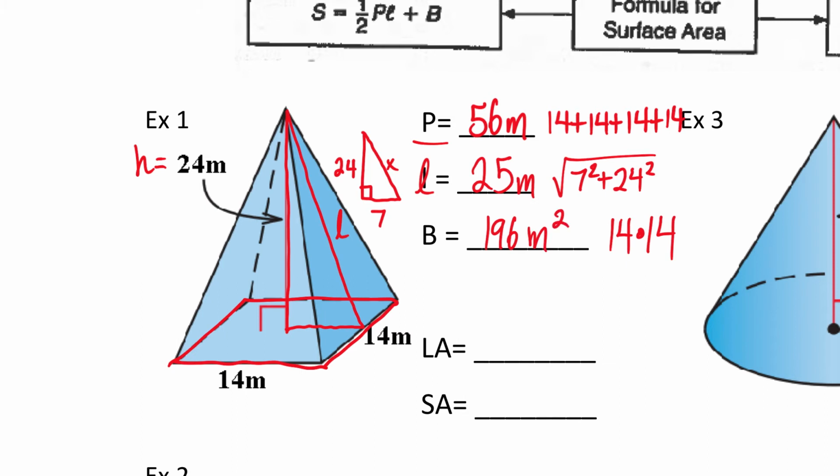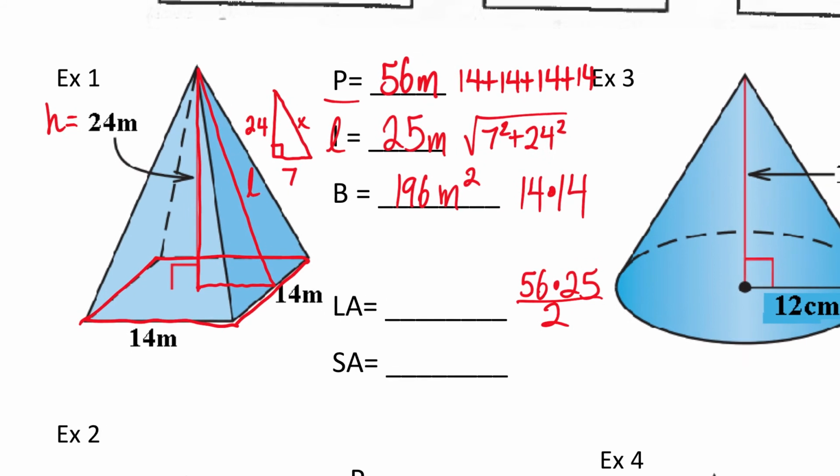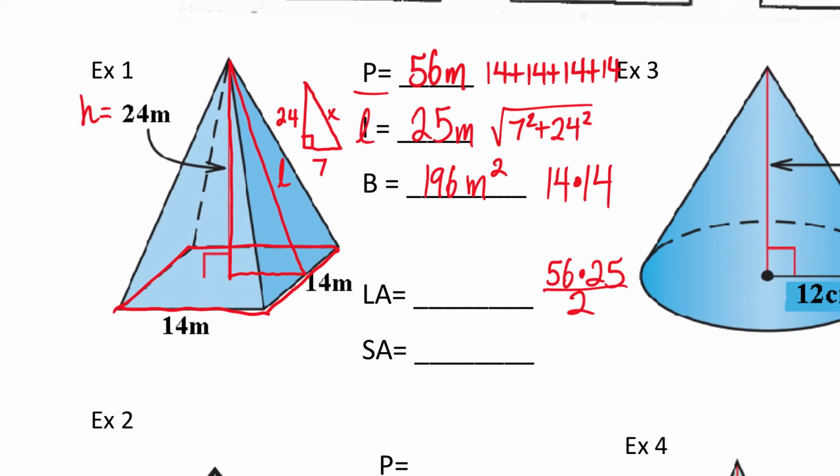Now for lateral surface area, we're going to do P times L divided by 2. That's 700. Now, we're going to use the formula in just a second, but let's just use some common sense here. What's the difference between lateral and total? The lateral does not include the area of the bases. In this case, for what we're doing with pyramids and cones, there's only one base. So the difference between the lateral and total is just the area of the base.